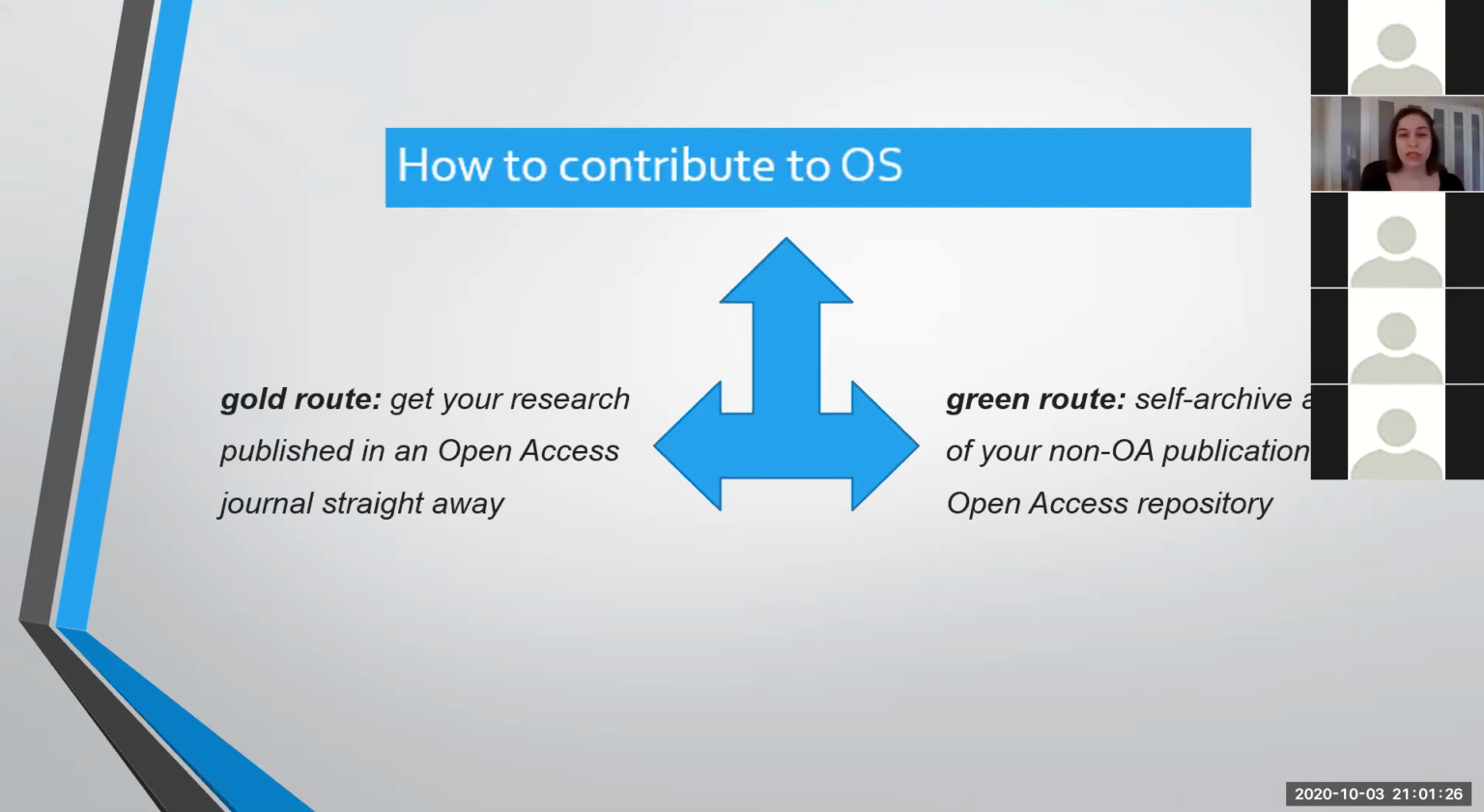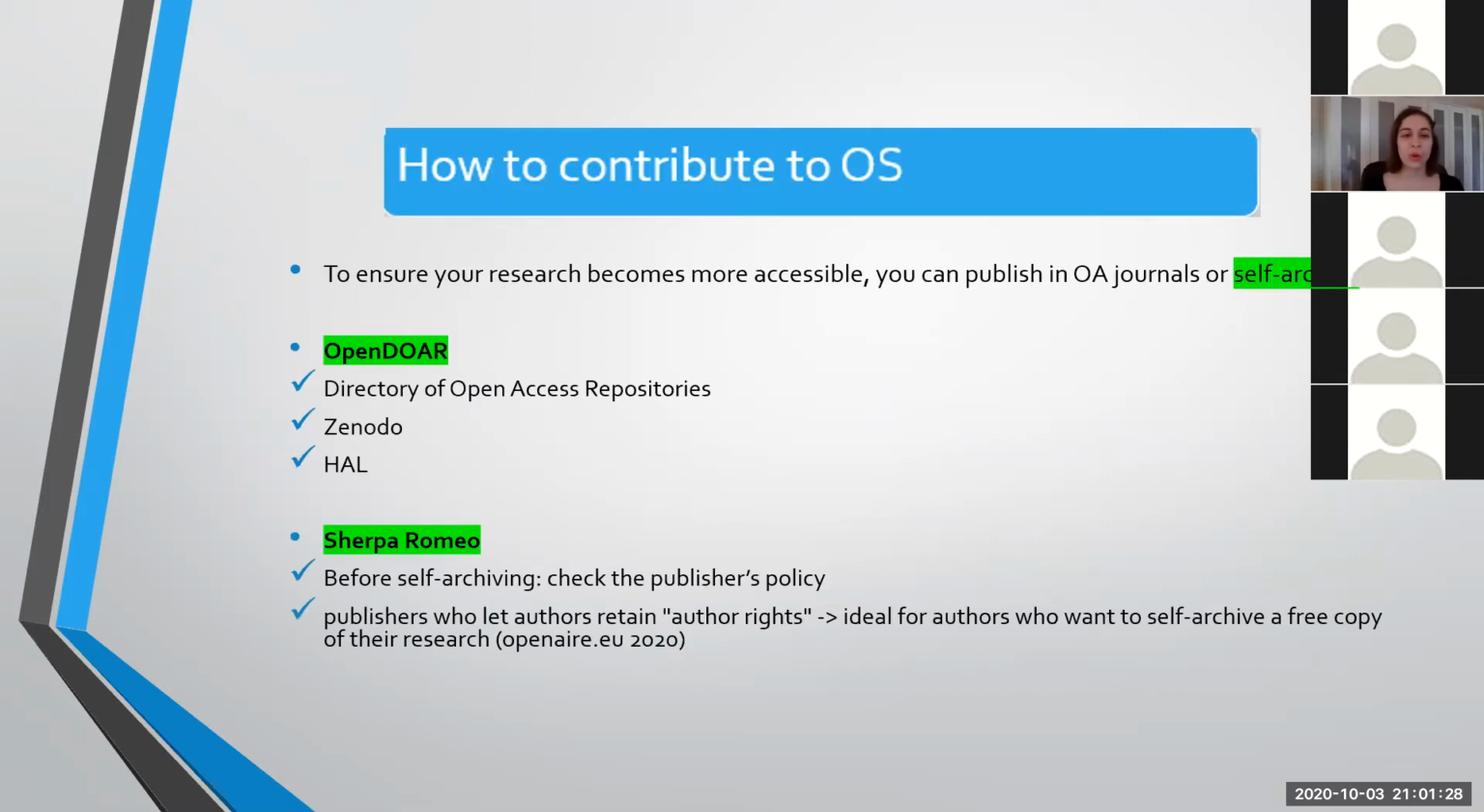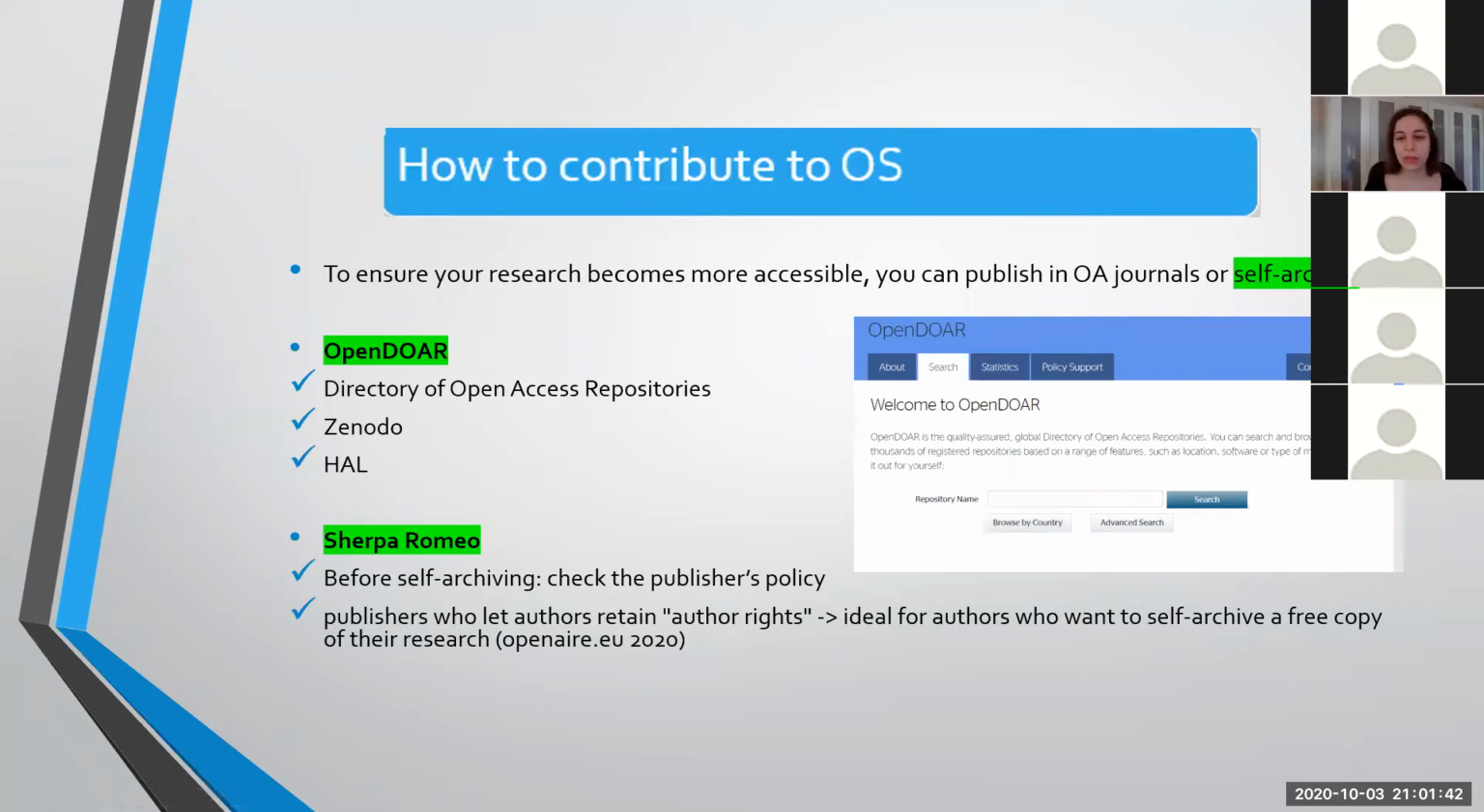So I just want to talk about self-archiving for a while. In my experience, these two websites, OpenDOAR and Sherpa Romeo, have been extremely helpful. OpenDOAR, this is what the interface looks like, is the directory of open access repositories. And OpenDOAR provides a lot of useful information about repositories such as Zenodo or HAL, where anyone can archive pretty much anything online.